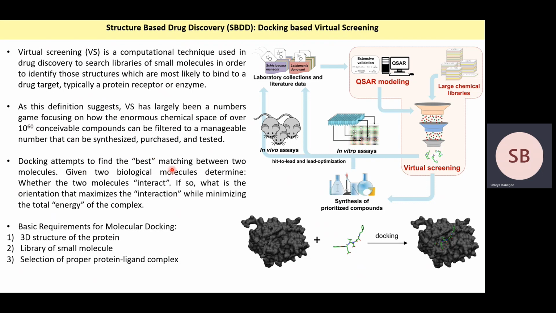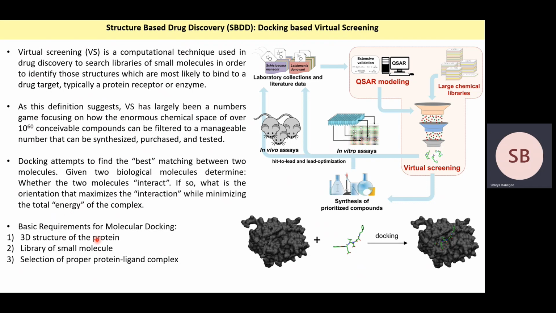Docking attempts to find the best matching between two molecules. Given two biological molecules, it will determine whether the two molecules are interacting, and if so, what is the orientation that maximizes the interaction while minimizing the total energy of the complex. This can be done by various docking softwares like Autodock.